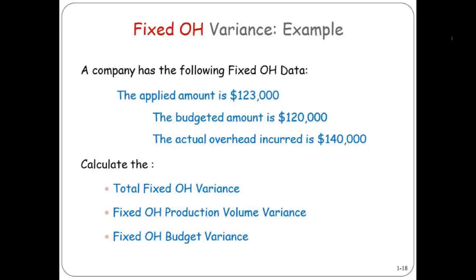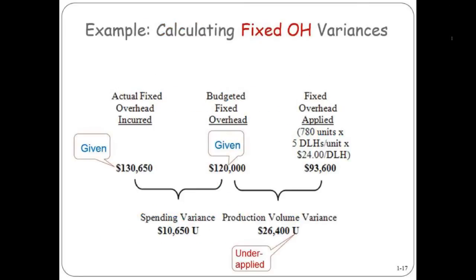Okay, to do it, it should take about a minute. Calculate the three variances here: the production volume variance, the budget variance, and the fixed overhead variance. The budget variance we also call spending variance.